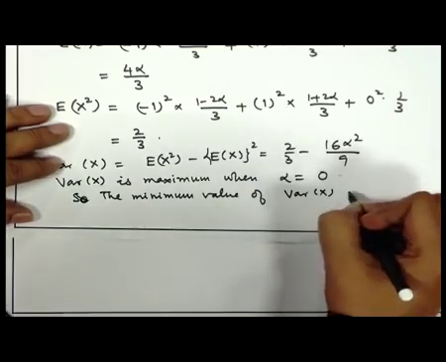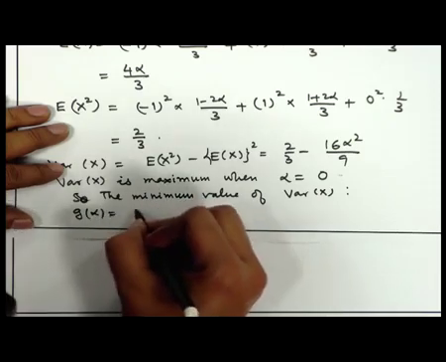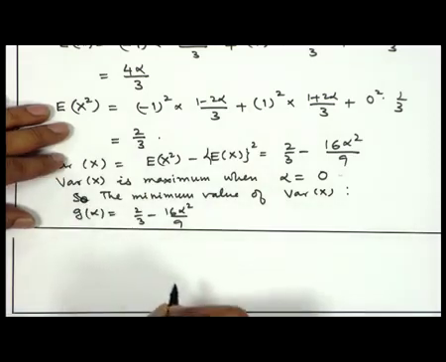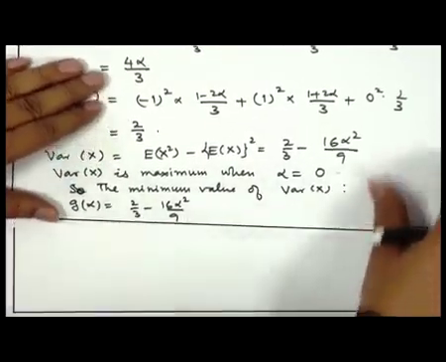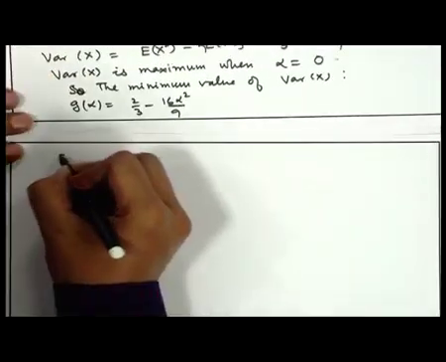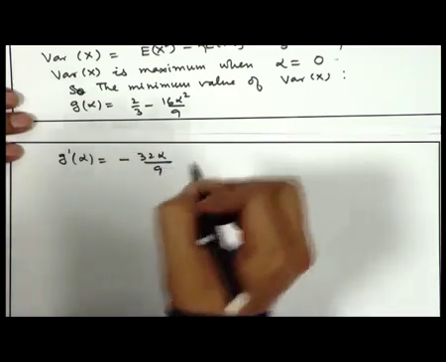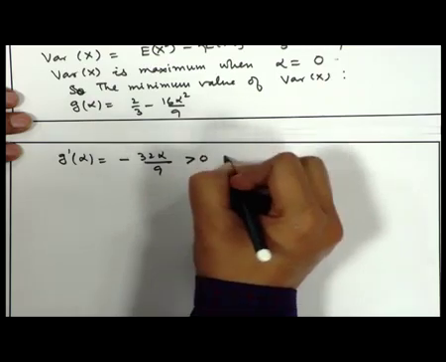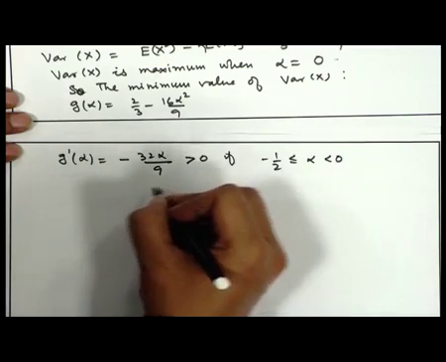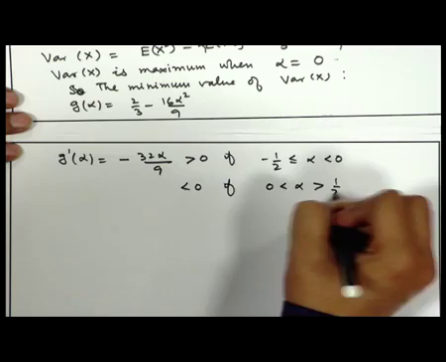Let us call it say g alpha. This function let me call g alpha, that is equal to 2 by 3 minus 16 alpha square by 9. So, if I look at g prime alpha, that is equal to minus 32 alpha by 9. So, that is positive if minus half less than or equal to alpha less than 0, and it is negative if 0 less than alpha less than or equal to half.